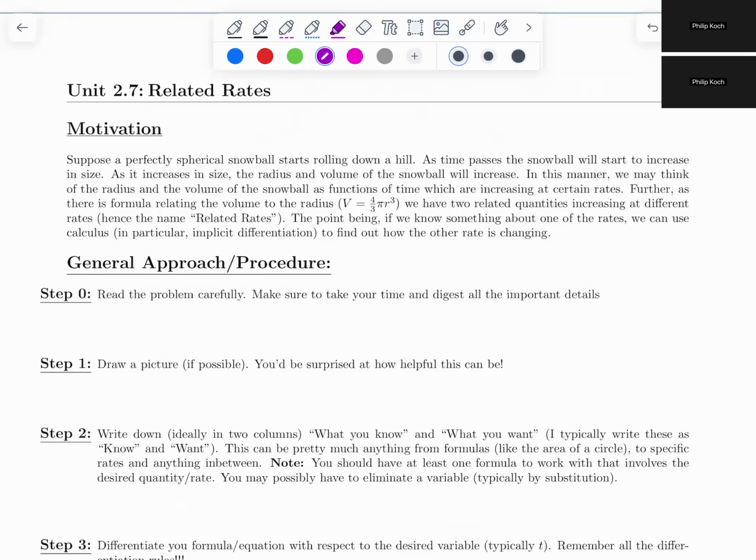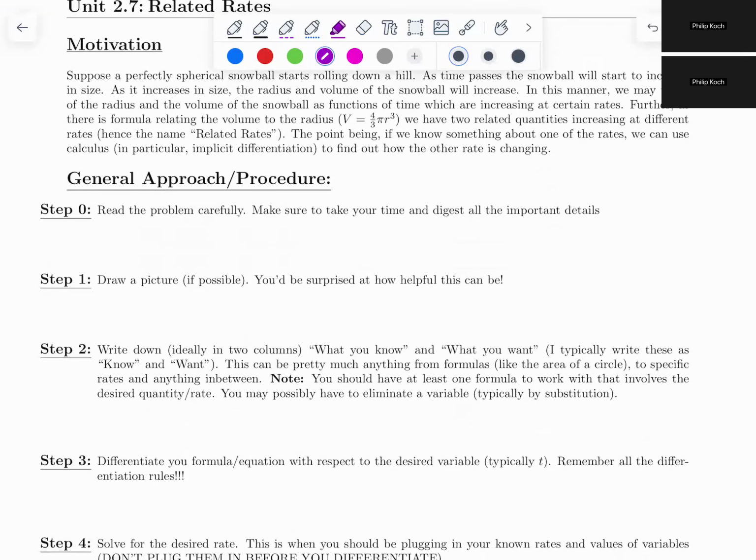What's the worst thing that happens? You don't use it. Maybe you're working with a triangle and you write the area formula and the Pythagorean theorem and the law of sines, and you don't end up needing the law of sines or the Pythagorean theorem, but hey, it's a safety net, right? It's like a calculator when you don't actually need a calculator. It's your safety calculator. You should have at least one formula. If you don't have a formula, you're not doing it right. And that formula should involve your desired quantity and rate.